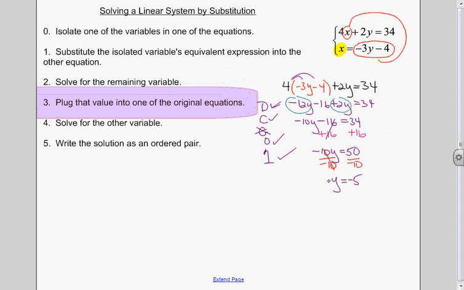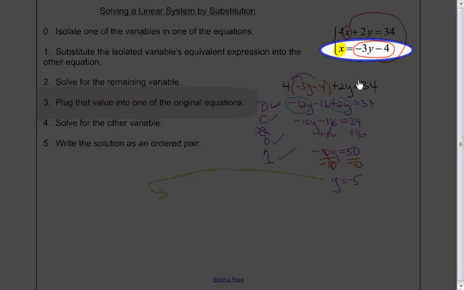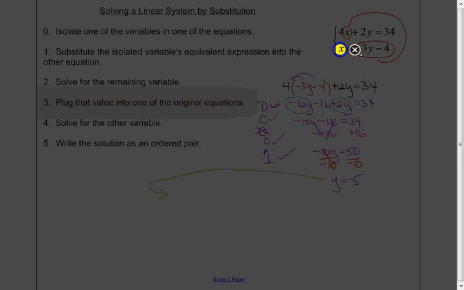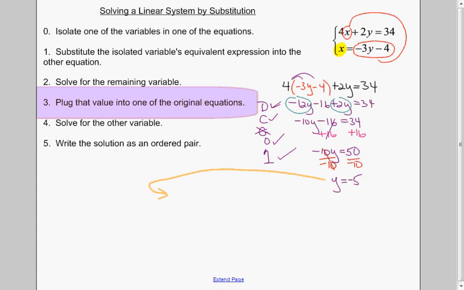Well, it doesn't matter which one I use. So I'm going to take this y value from one of the original equations. Well, I'm going to take the bottom one, because if you notice, the x is by itself already, and that's what I want to find. So I'm going to take the bottom equation and substitute in that value for y. So I'll start writing x equals negative 3 times y, which in this case is negative 5. Continuing to write that equation, minus 4.